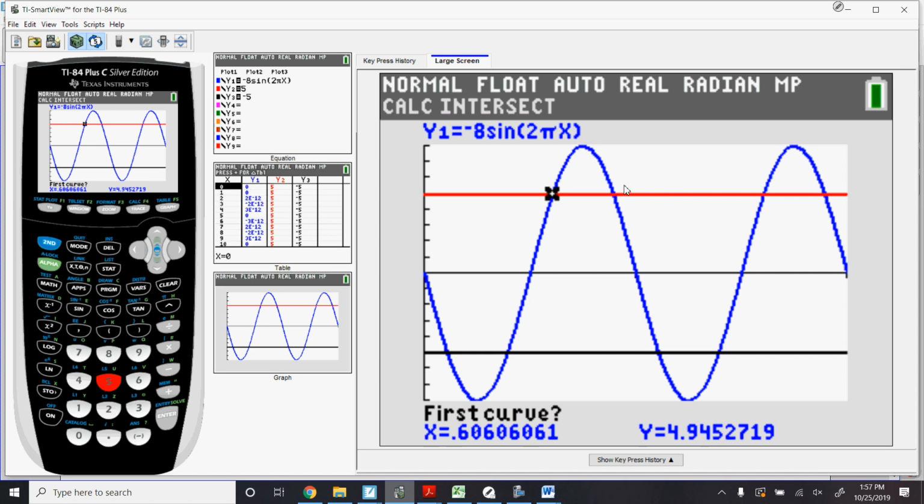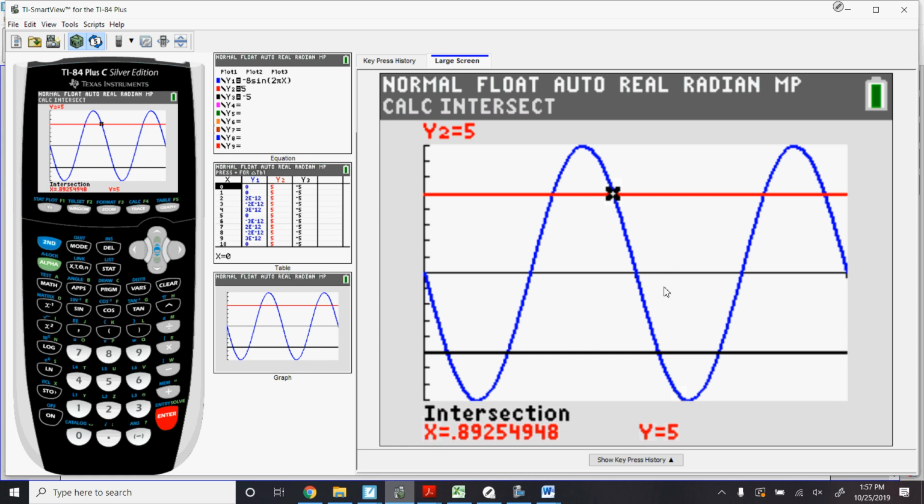So let's say I want to go for this one. I just have to arrow my first curve over closer to that intersection. I'll hit enter, and it's already on the line that I want, so I'm just going to hit enter again and enter one more time, and t equals 0.893 would be the next one. And I can keep doing that.